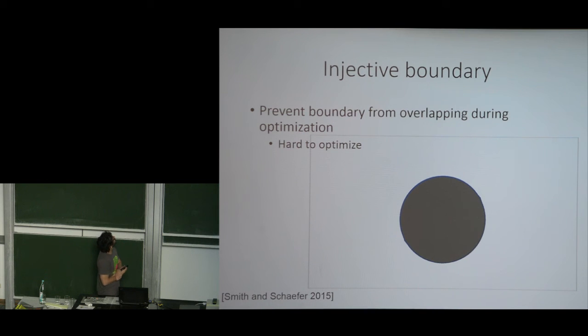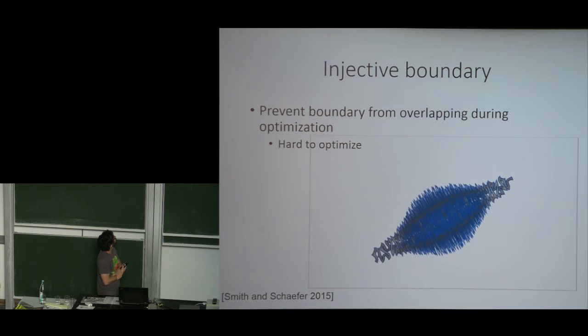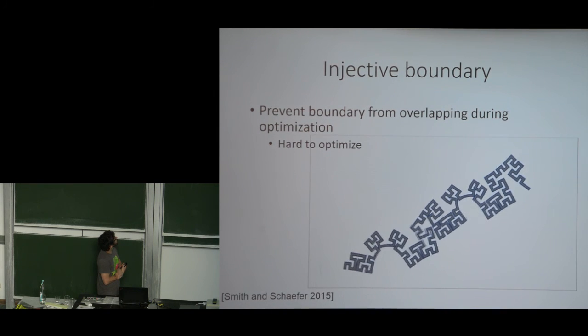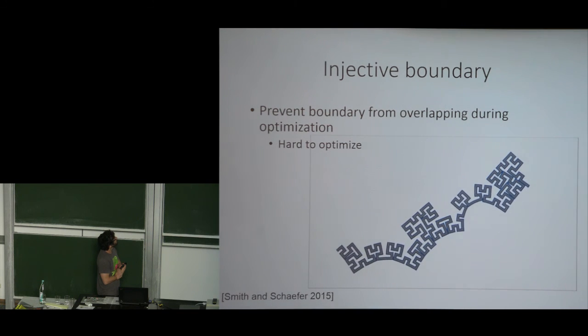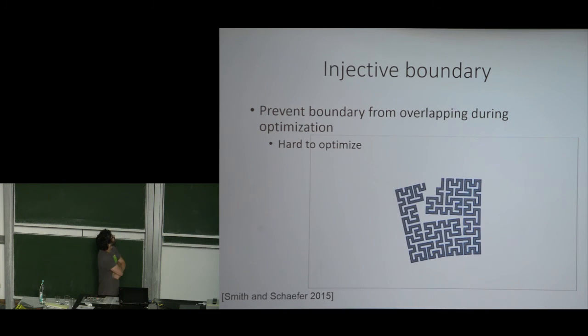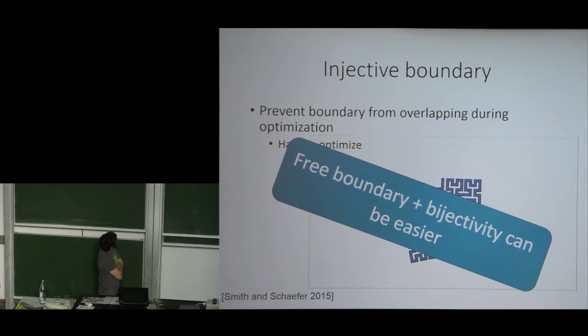Another option is to prevent the boundary from overlapping explicitly while optimizing, for instance, in this work by Smith and Schaefer. But the problem is that this leads to a very hard optimization problem. And while it's very cool to see the resulting boundary shape, it's very hard to optimize. So, in a short while, I'm going to show you a free method to actually let the boundary be free, but still ensure that the resulting map is bijective.